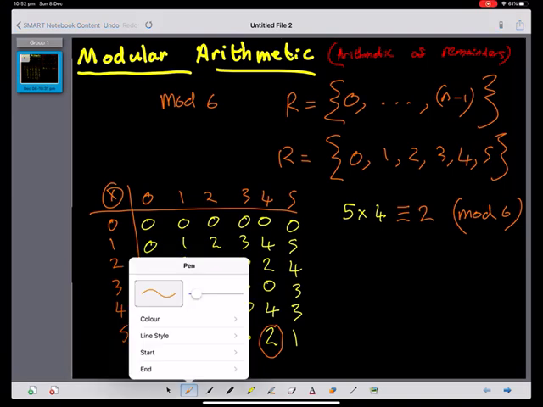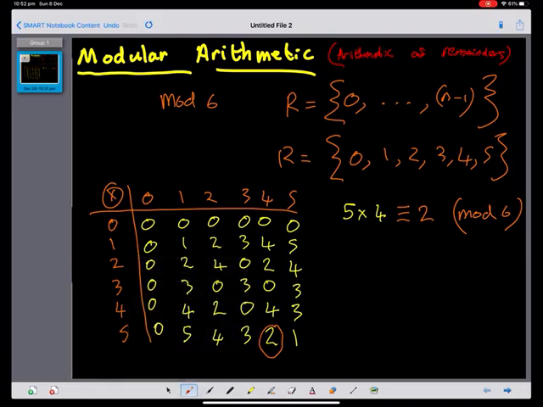Now, I want you to write the congruency relationships for the 4 here, the 3 here, and the 0 here. Pause the video and write the congruency relationships. Okay, hopefully you've done that. So the 4 here is from 4 times 1. 4 times 1 just gives 4 mod 6. Okay, 4 is allowed because it's in the residue.